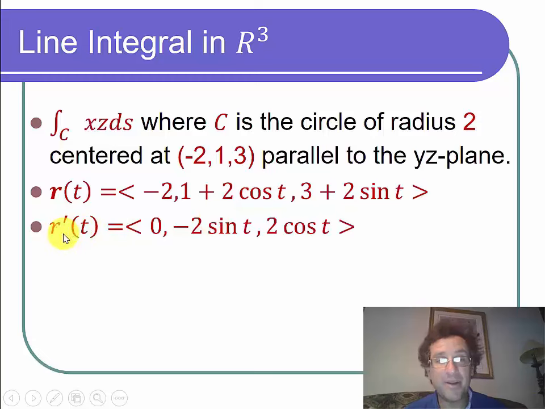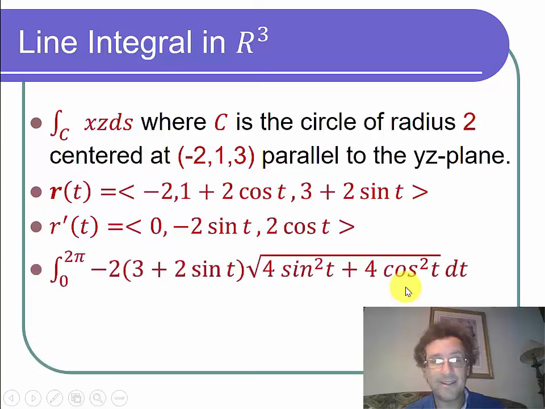We can compute the derivative, r prime of t, is the vector 0, because the derivative of -2 is 0. The derivative of 1 plus 2 cosine t is -2 sine t. And the derivative of 3 plus 2 sine t is 2 cosine t. We can put all this together and find the line integral. Since it's a circle, we're going from t equals 0 to t equals 2 pi.